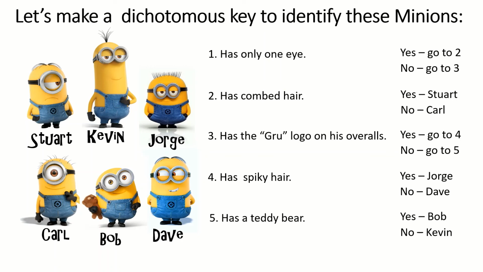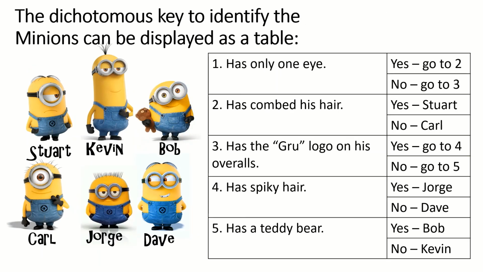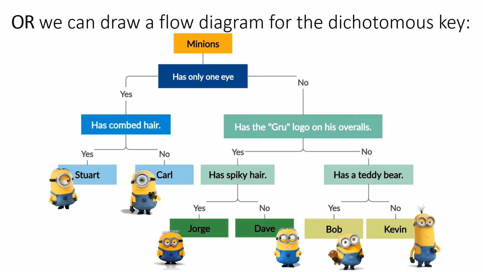This is the first way of presenting it in a series of statements. We could also present it in a table, as shown here. Or you could present your dichotomous key in a flowchart, as shown here. But this does require quite a bit of planning, so think carefully.